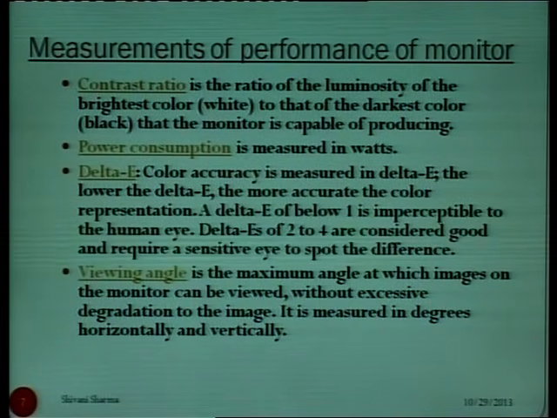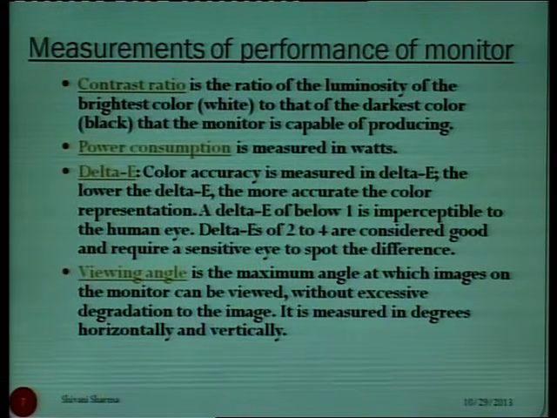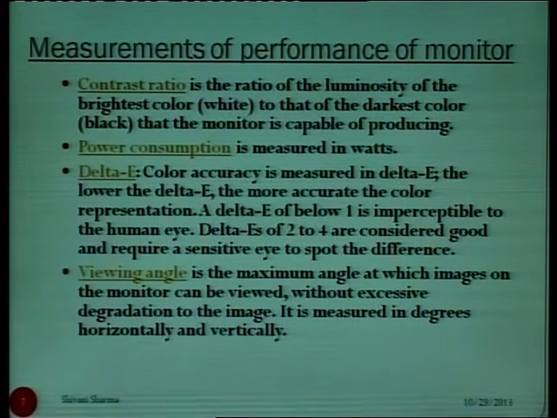Next characteristic is contrast ratio. Contrast ratio is the ratio of luminosity of the brightest color, that is white, to that of the darkest color, which is black. We can say it is the ratio of the luminosity of the brightest color to the darkest color that a monitor is capable of producing. Next is the power consumption, which is measured in terms of watts.